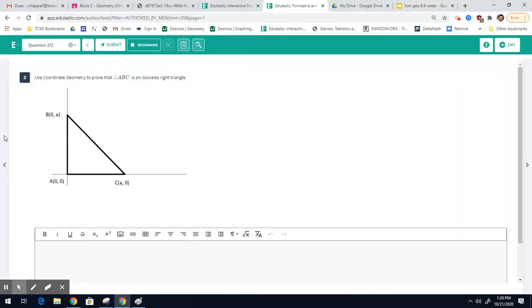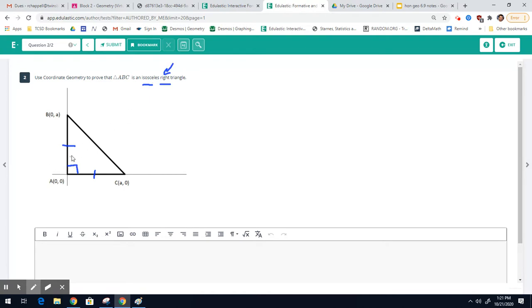All right, so it says use coordinate geometry to prove that triangle ABC is an isosceles right triangle. So these words isosceles right should mean something to you. So in this picture here, here's your triangle. I hope that you assume that this is going to be a right angle, and I hope you assume that these two sides need to be the congruent sides in this triangle. So you can attack it either way. Let's go ahead and start with the right portion.